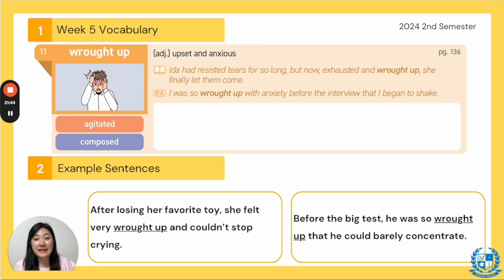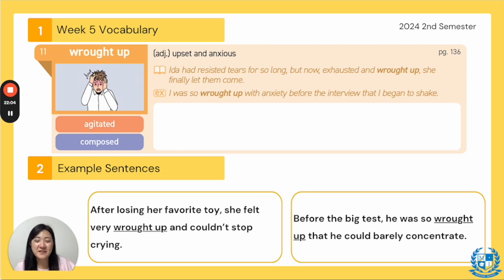Let's read the example together. 1, 2, 3. I was so wrought up with anxiety before the interview that I began to shake. Must have been so scared. But you should be confident when you have an interview. That's the secret. Let's look here.